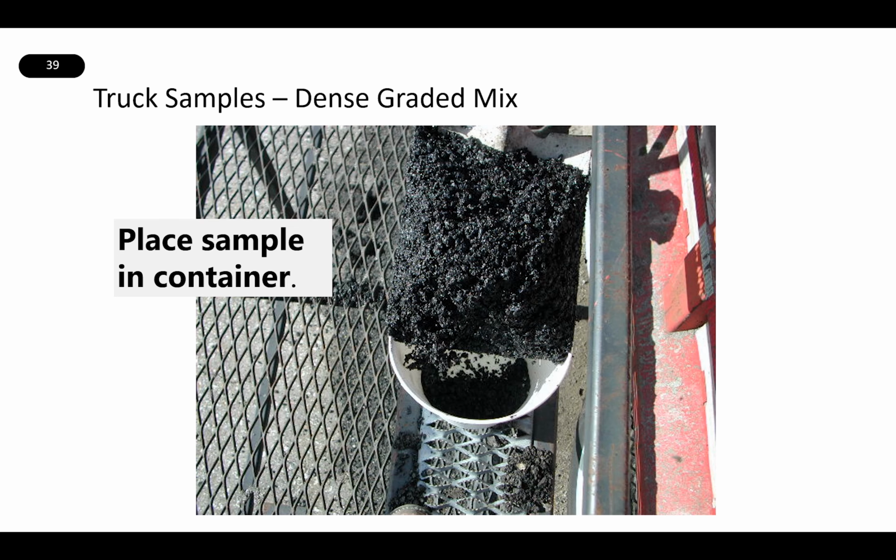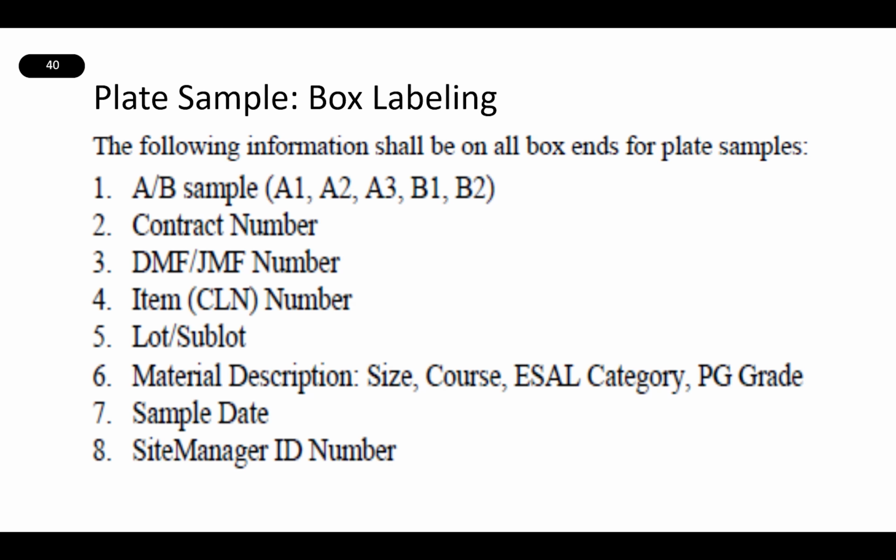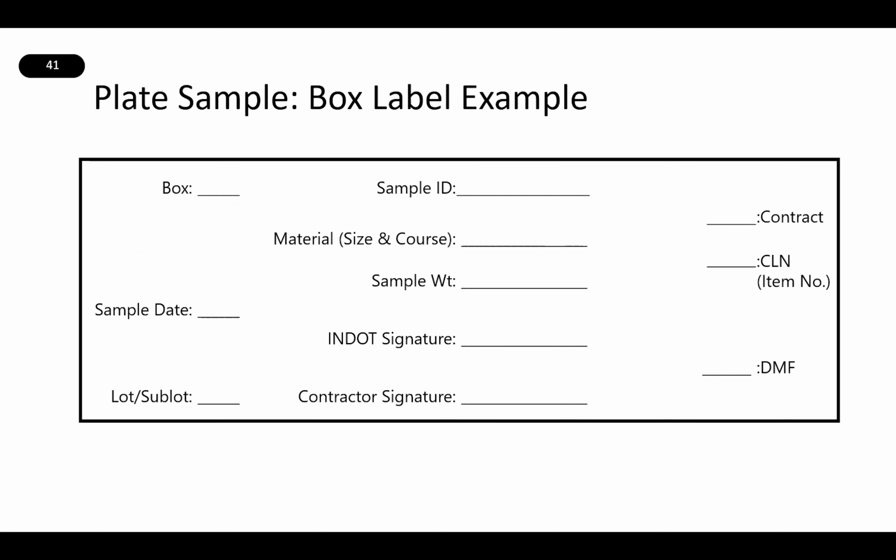Now we're going to go back to Jason, who's going to discuss plate sample box labeling and the different types of things we use to measure smoothness. After your plate sample is taken, the box will be labeled with the following information. Your AB sample, which is your box number A1, A2, A3, B1, B2, contract number, DMF number, CLN number, lot and sublot, material description, which includes the size, the course, ESAL category, and PG binder grade, sample date, and the site manager ID number. Here is an example of the box label. It will include everything I mentioned in the previous slide along with signatures from an NDOT employee and the contractor.